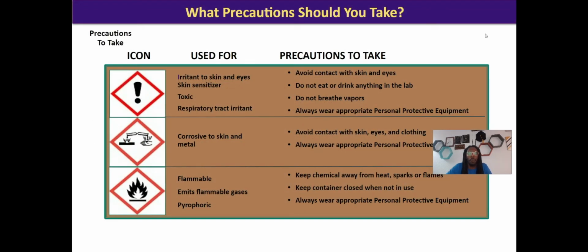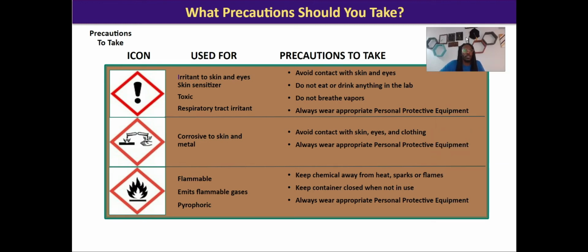Okay, so let's go over some different precautions that we should take when we see these hazard warnings, or any of these icons or signs. So let's look at this first one, this exclamation point. Bam, something's going on. When we normally see this icon, this is going to be used if we got some type of irritant and it gets on our skin or eyes, or if it's going to be potentially toxic or something like that.